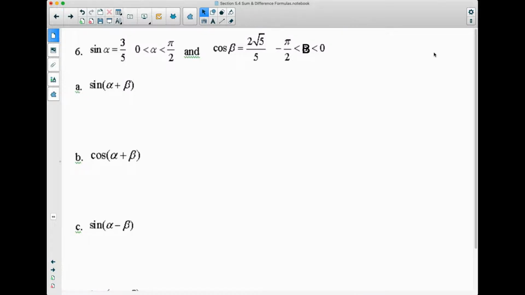So when it's written this way, they want us to draw two separate triangles. Why is it two separate? Because we're dealing with an angle alpha and an angle beta. So they're not the same thing. All right, so they tell us that alpha is in between 0 and pi over 2. So that's that first quadrant. Sine is our opposite over our hypotenuse. We can do Pythagorean theorem, but what's our missing side? 4.